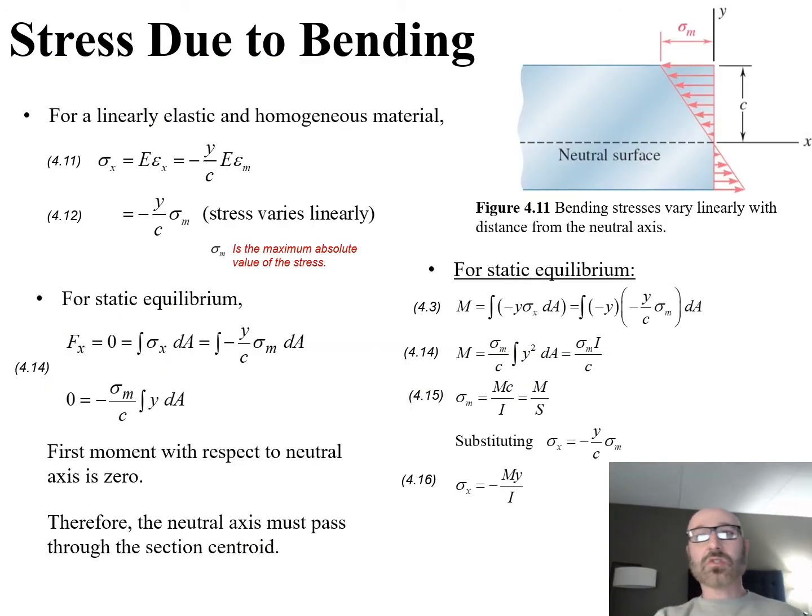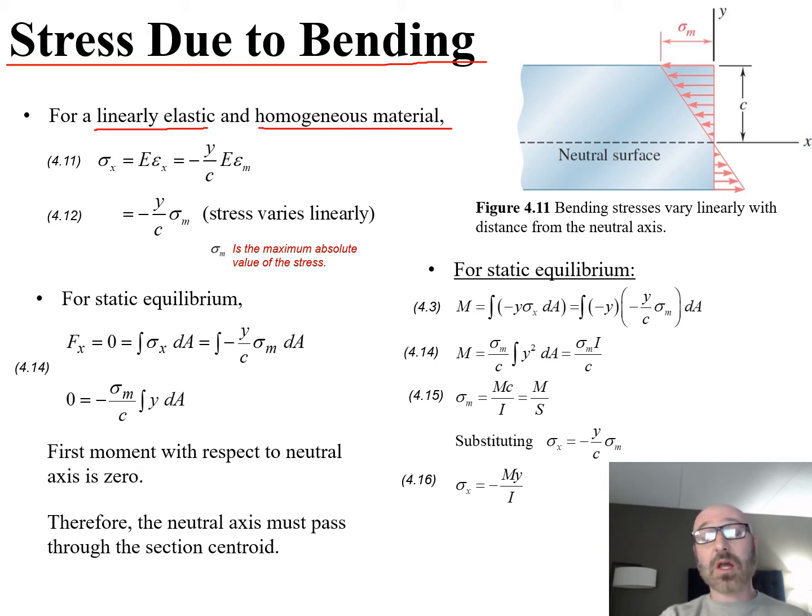So now that we've looked at strain from bending, let's take a look at stress due to bending. For a linear elastic and homogeneous material, a simple case, we can relate back to equation 4.11 in our textbook. We're going to see that our sigma sub x is equal to our modulus of elasticity times our strain in that x direction. We can plug in the values we've seen for that strain, so now we have a negative y over c times that epsilon sub m times our E, where that is our max strain.